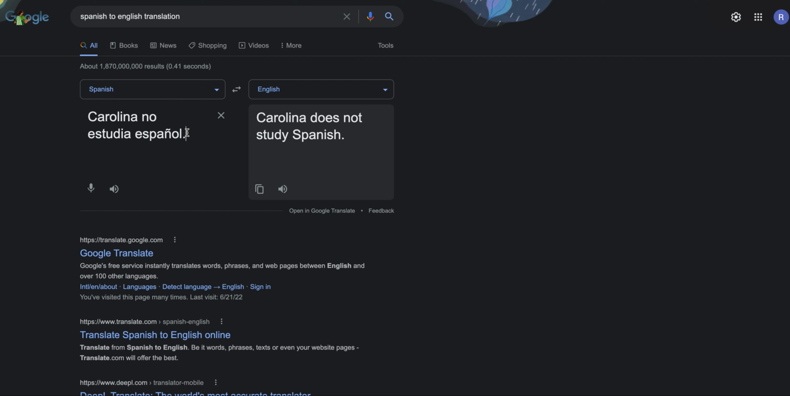So it's "Carolina no estudia español." So Carolina doesn't study Spanish, right? And we can also verify that using the translation. Okay. So "Juan dash estudia español." So neither does Juan. That's what it should mean. So if you write "Juan no estudia español," it means Juan doesn't study Spanish, but that's not what we want. We want neither. That's Juan.